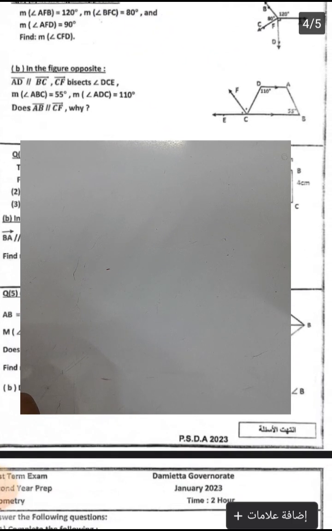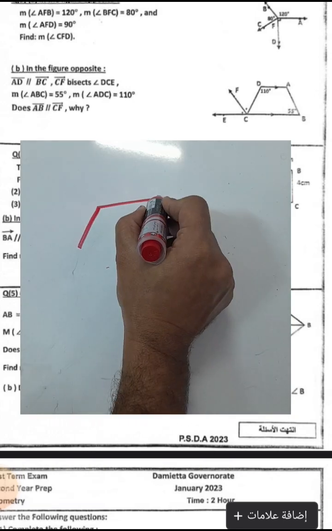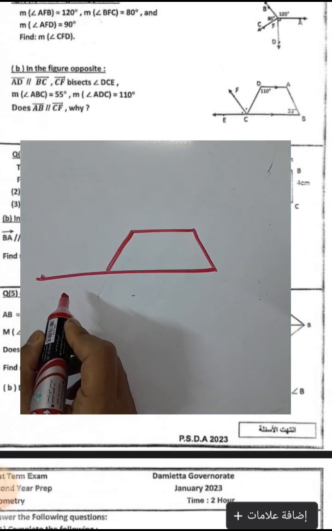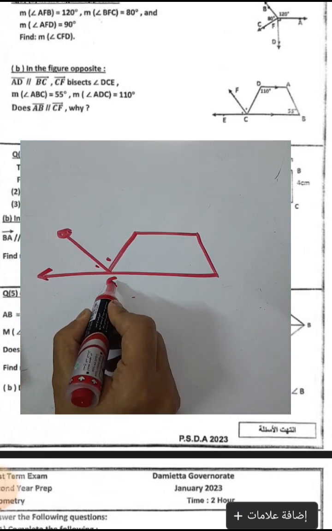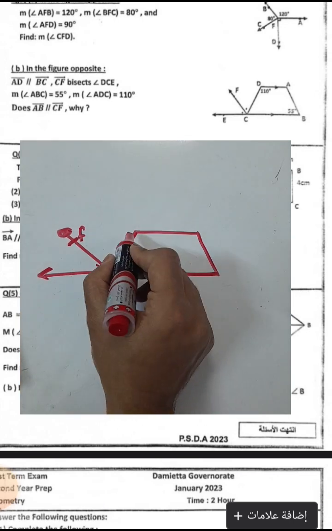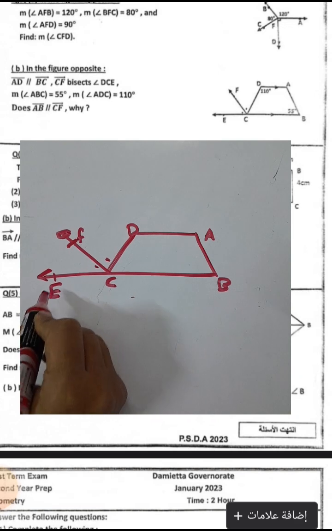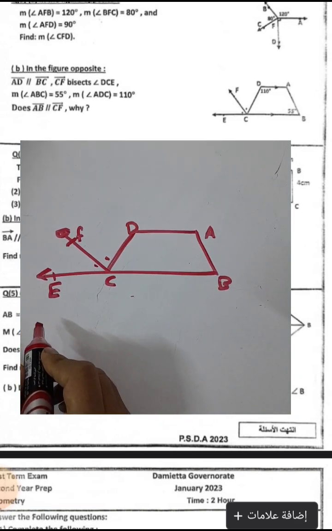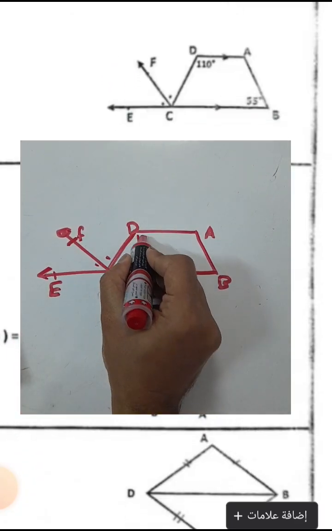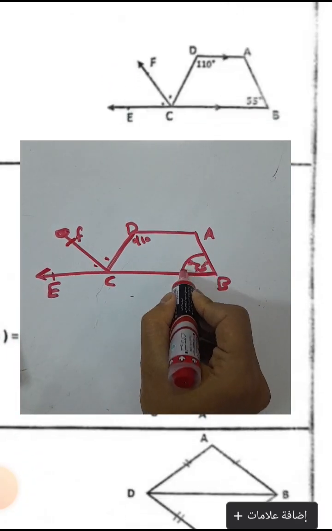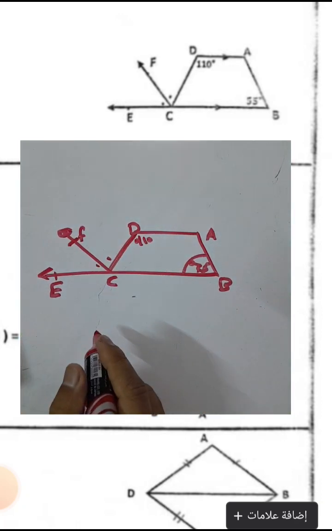Next question here. Why is AP parallel to CF? We have a trapezium here, and we have the ray bisecting the angle into two equal parts. This angle C, and here F, D, A, P, C, and E here. This angle was 110 degrees, and it was 35 degrees. And he asks us why AP is parallel to CF.